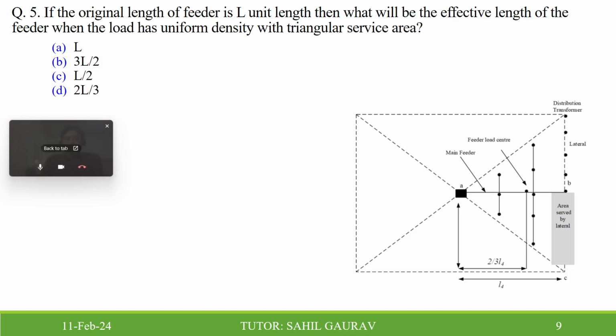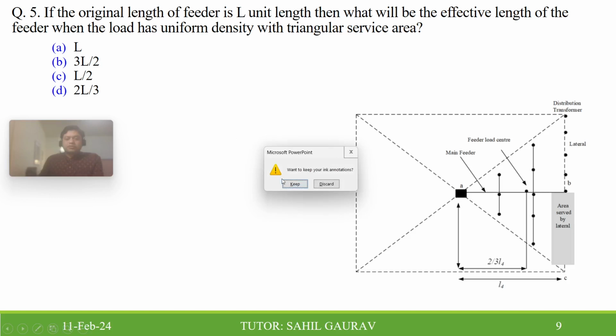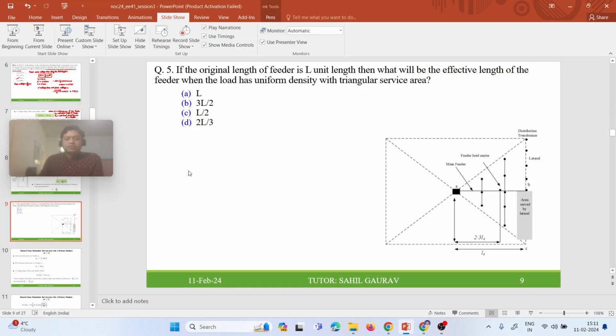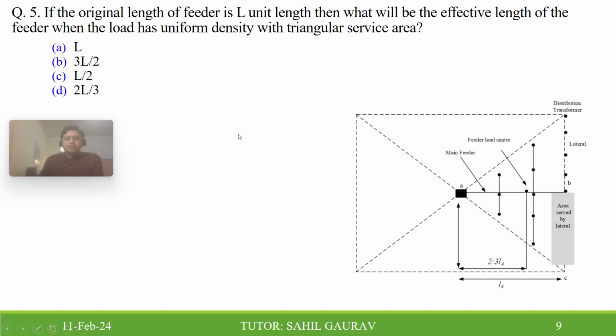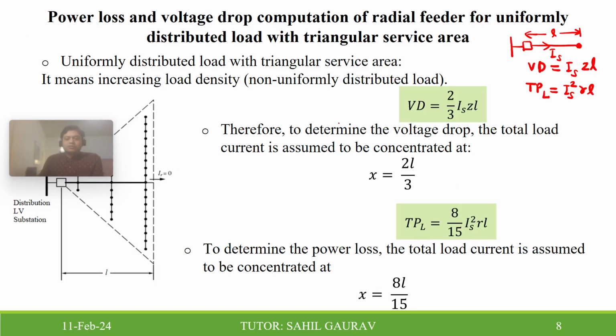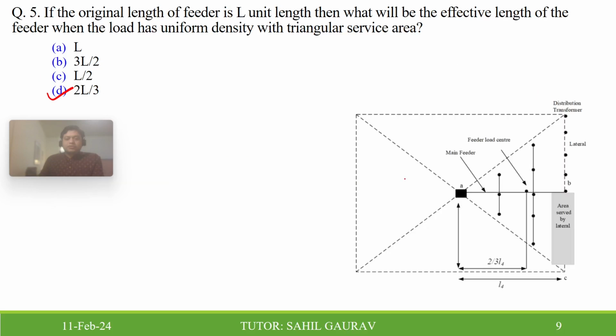Yes, what should be the answer? Option D. Yeah, correct. So D is the correct answer. The effective length of the feeder will be 2L/3. So we have seen in the previous slide, for voltage drop, we are assuming that concentrated load is connected at the 2/3 of the length of the feeder. So D is the correct answer.